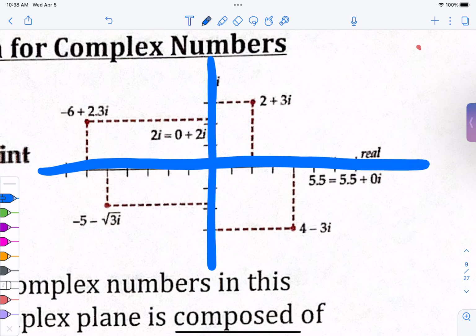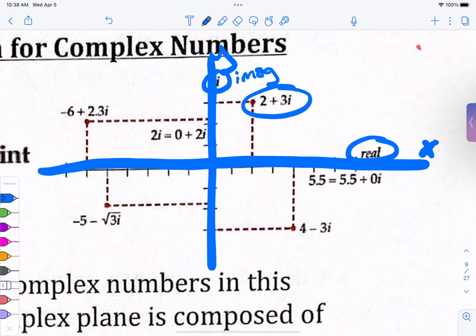Okay, coordinate plane. Instead of having an x-axis and a y-axis, we have a real axis and an imaginary axis. So when you're graphing something like 2 plus 3i, it is literally the coordinate (2, 3). You go over 2 and up 3, and that's where it will be located.